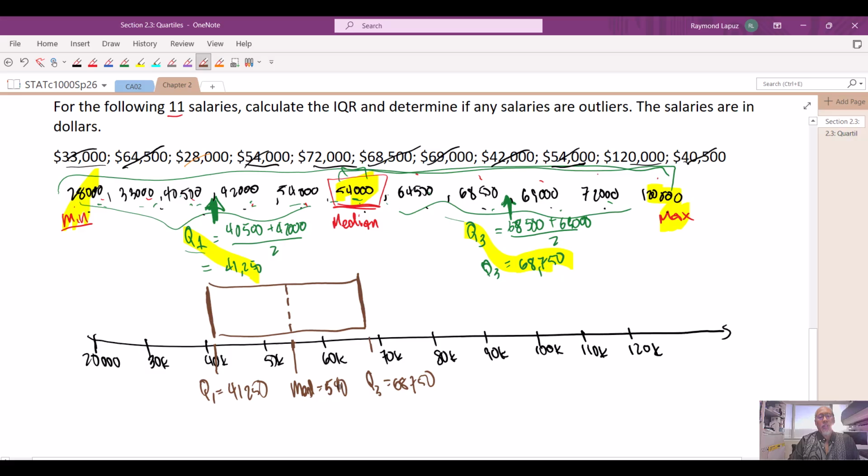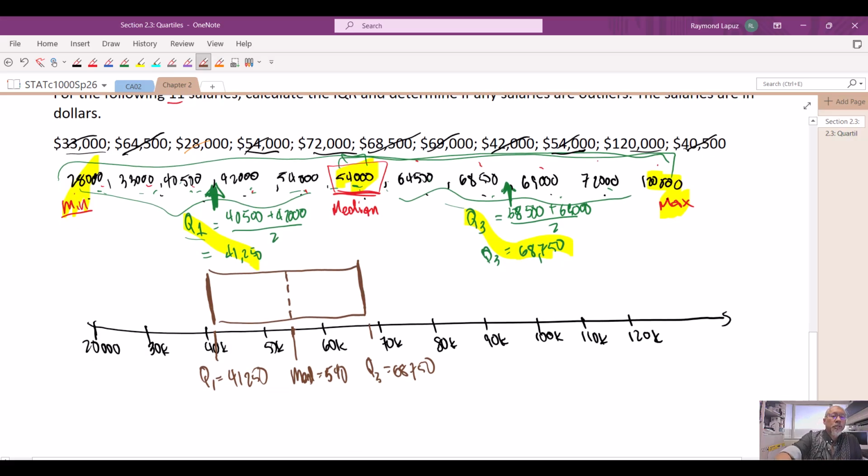And then you get the minimum. So 28,000 is close to 30K. You can draw the line and stop here. Sometimes we want to draw a little stopper over here so it doesn't just look like a straight line. And then 120K is all the way at the end over here, so we'll draw that line there. Okay, so this is our box plot.